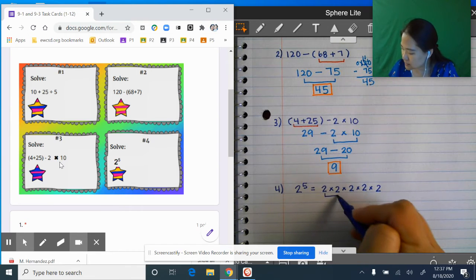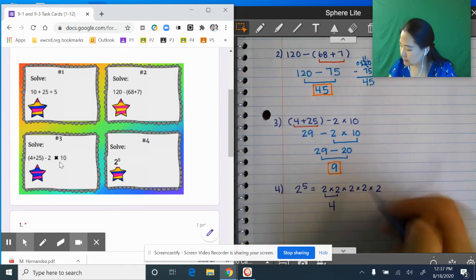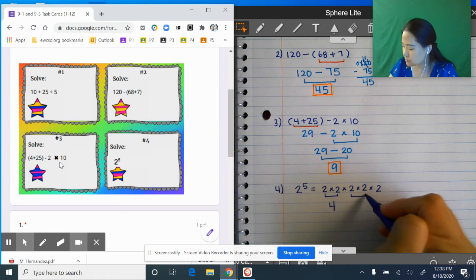So 2 times 2 is 4. I'm going to do it this way. Another 2 times 2 is 4.